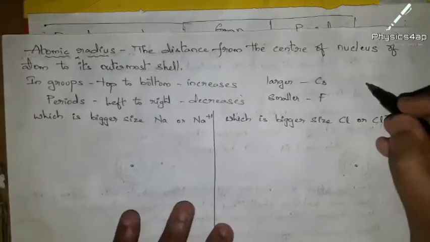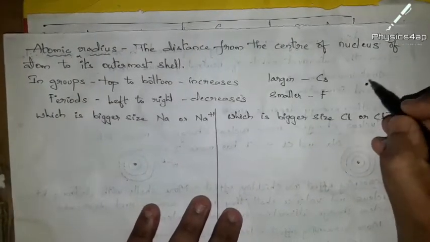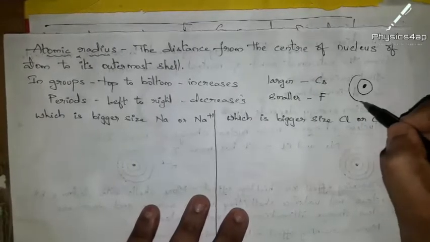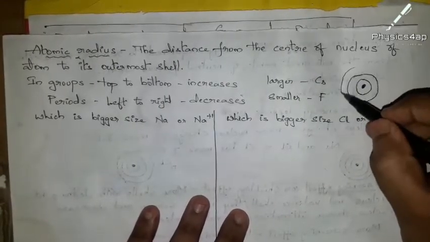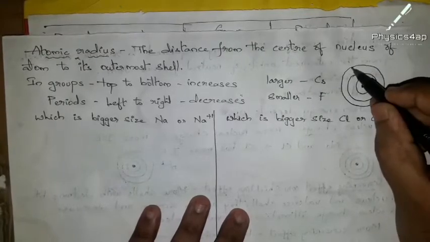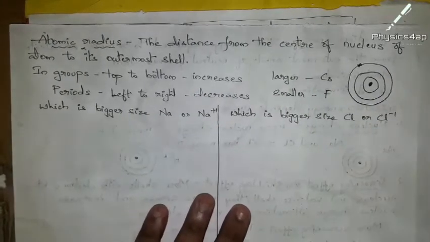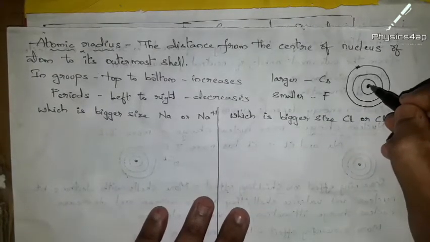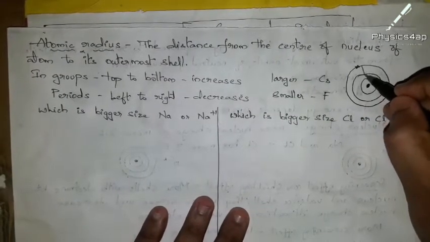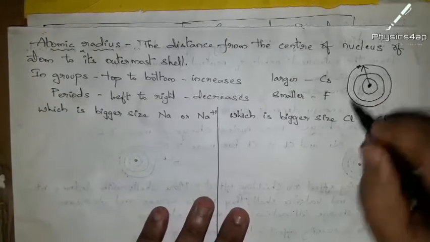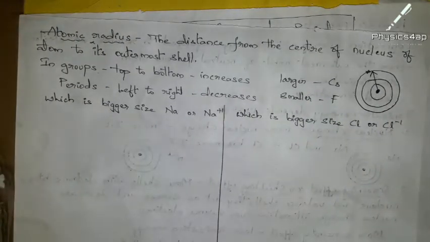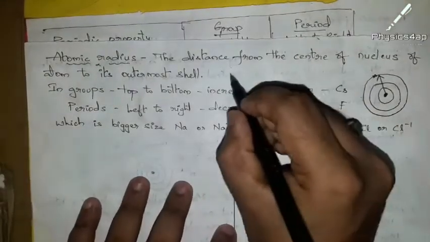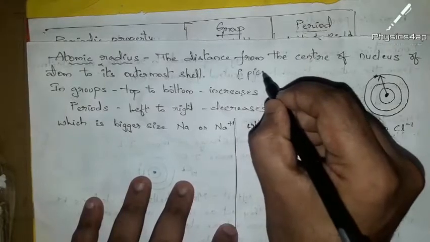If you draw a diagram of the atomic structure, this is the nucleus, the first orbit, the second orbit, and consider we have a third orbit also, with an electron present in the third orbit. Now the atomic radius is the distance from the nucleus to the outermost shell, and this atomic radius is measured in picometers.